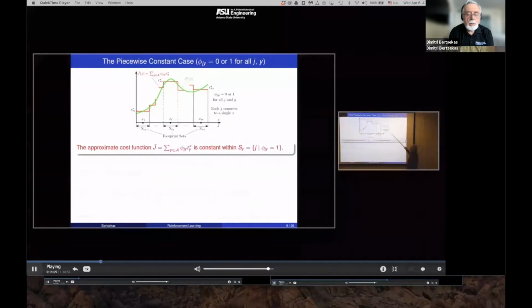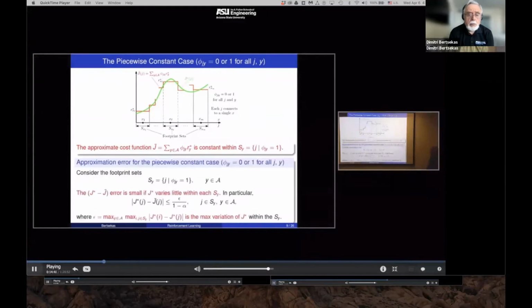Now, if we didn't have this case where J connects to a single X, if J connected to multiple X's, then this would not be piecewise constant. It would be piecewise linear, okay? And sort of a similar approximation, perhaps a little bit more faithful, more ambitious to approximate well this green J star function. Okay, now for this case, there's an error bound.